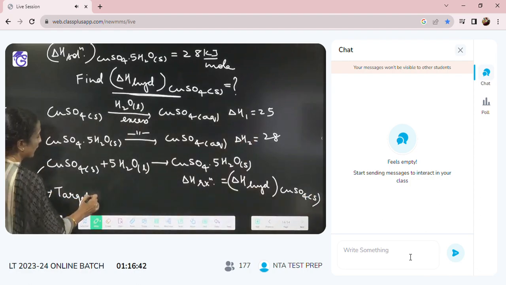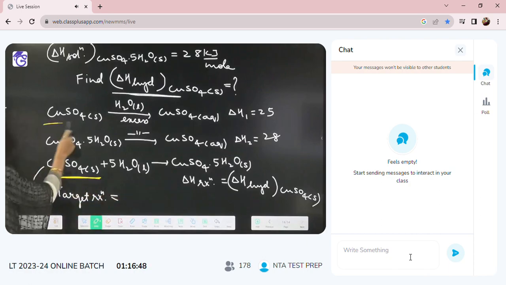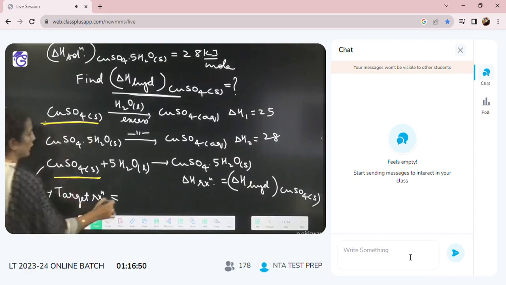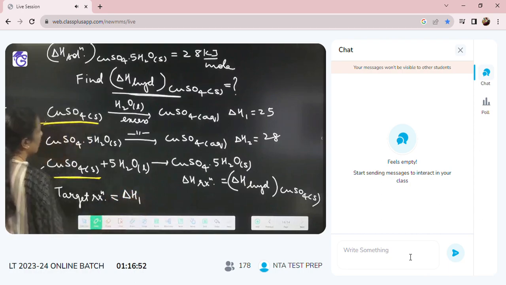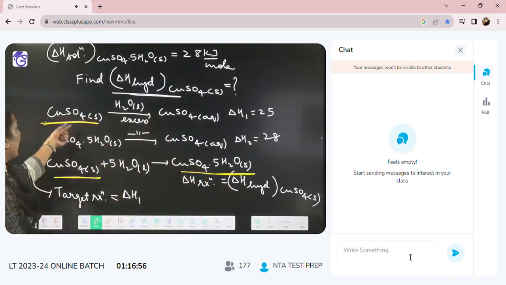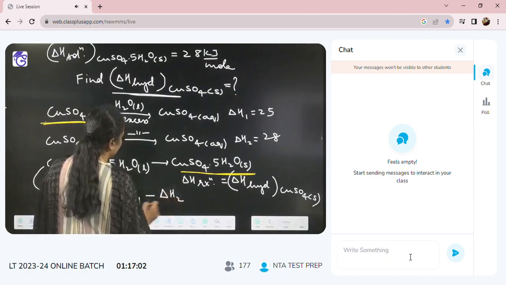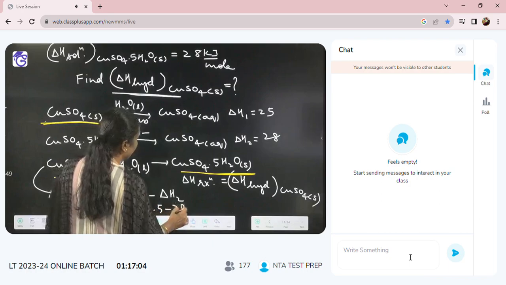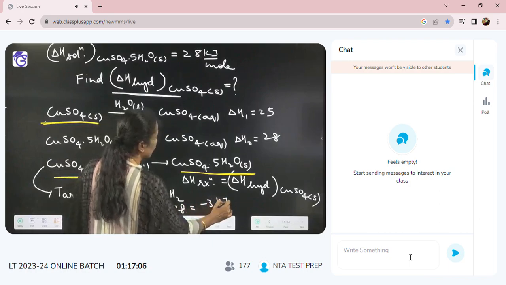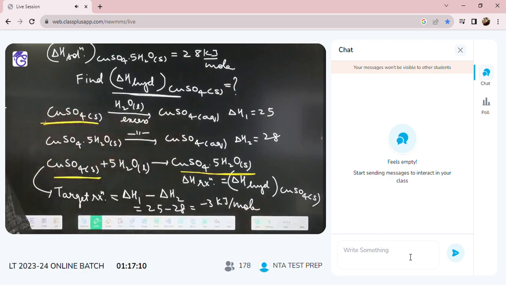Now for the target reaction, what do you want? You want CuSO4 on the left hand side. So from the first reaction, you'll get it on the left hand side. That means delta H1. Now you want CuSO4.5H2O on the right hand side, and in the given reaction, it is on the left hand side. So you'll reverse it. So I'll be writing minus of delta H2. So you'll be writing 25 minus 28, which is minus 3 kilojoule per mole. Always remember, enthalpy of hydration should be negative.